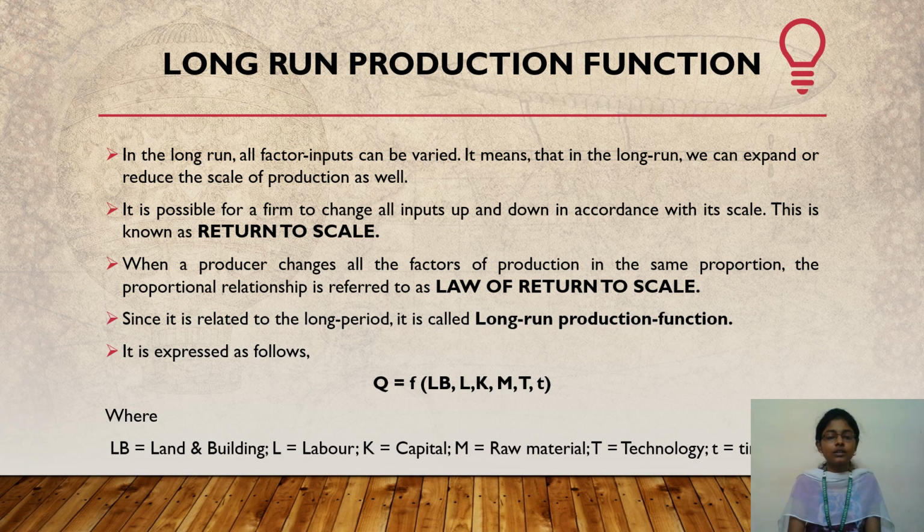It is expressed in terms of Q equal to F of LB, K, M, T, t. LB refers to land and building, L is labor, K is capital, M is raw material, T is technology, and small t is time.